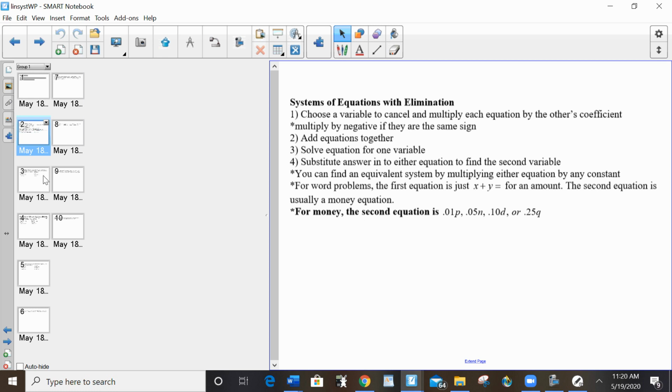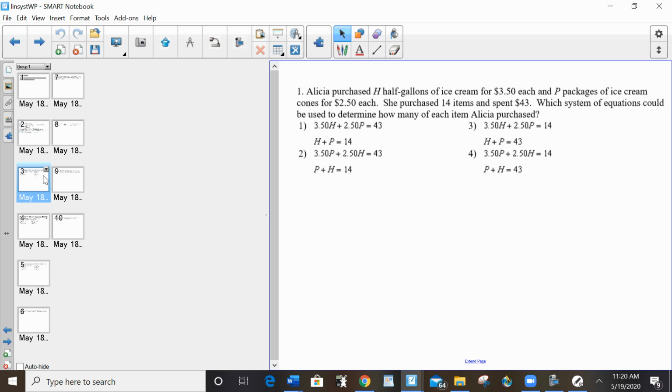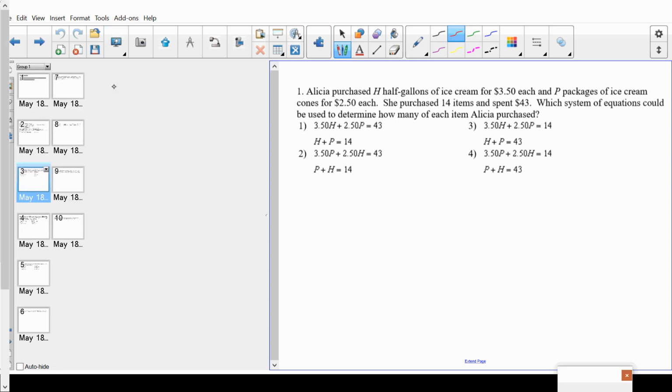This is pretty straightforward, and this is a very big topic in Algebra 1. So, let's get my pen, and let's get this blown up.